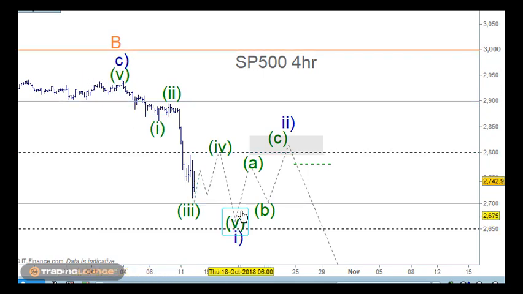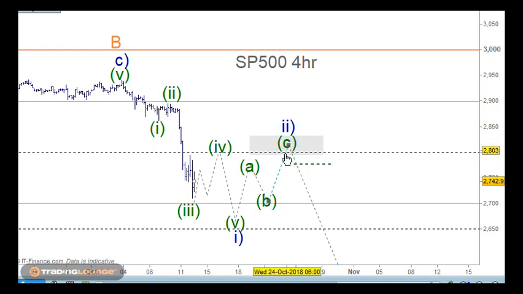Either if wave A is simple, then we can expect wave B to be complex, and then wave C can be more complex or more simple, but it should be in 5 waves here. So we should see a 5. This will be, because it's wave 2, a zigzag, so correction.